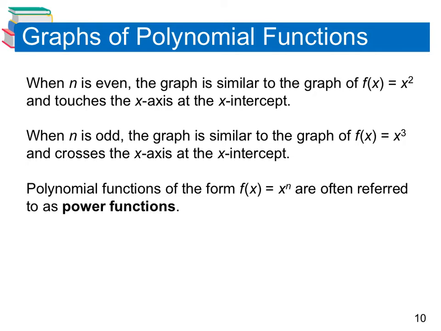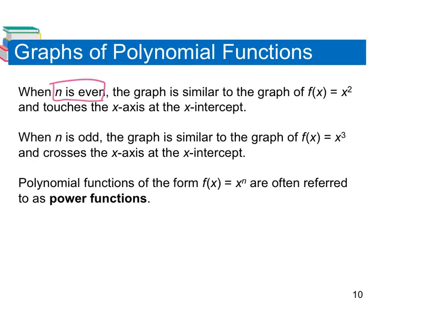So when n is even, the graph is similar to the graph of x squared and touches the x-axis at the x-intercept. So when n is even, our graph looks like an x squared graph. So it'll look something like that. When n is odd, the graph is similar to an x cubed graph. So our graph would look something like that, like an x cubed graph.